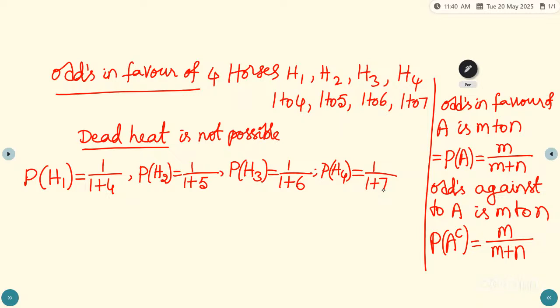What is that heat? Listen, if two or more than two horses win the race, then the organizer has to give the prize money to all the people who put or bet their money on all those horses.